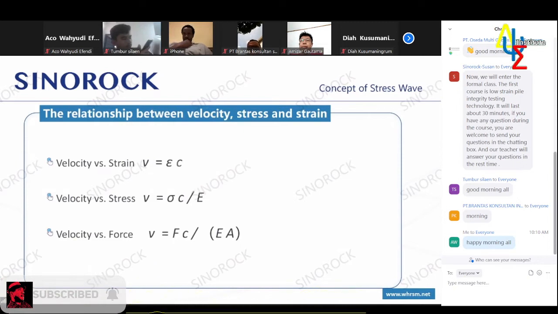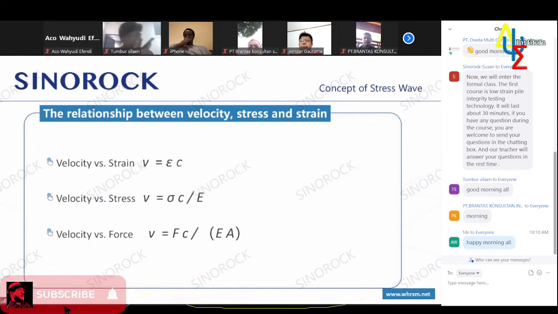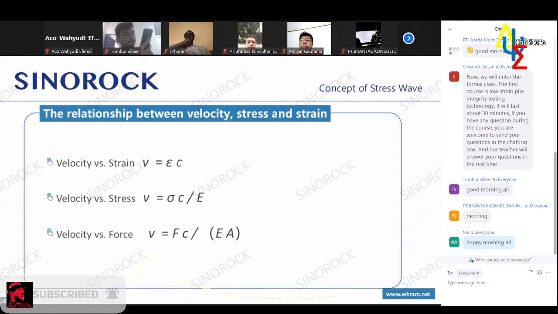Through derivation, we can get the relationship between particle velocity and strain. Particle velocity is equal to strain multiplied by elastic wave velocity. So what is the relationship between particle velocity and stress? We all know that strain is stress divided by elastic modulus. So we deduce the second formula from the above formula. Then it is transformed into the relationship between particle velocity and force. The stress is obtained by dividing the force by the area. So the three formulas can be derived.